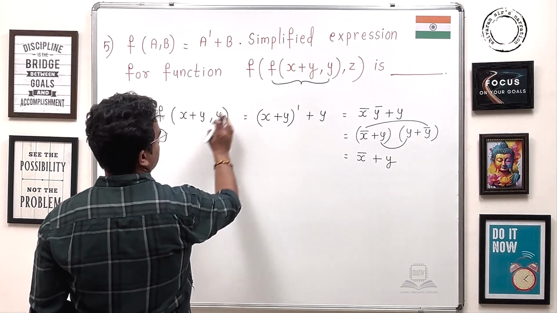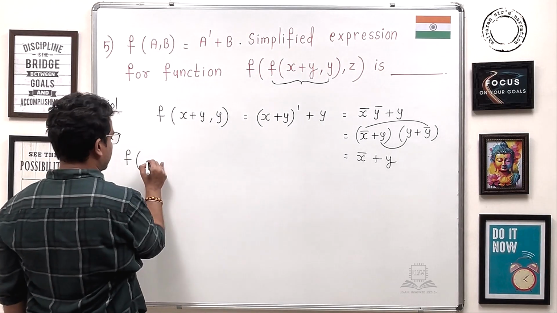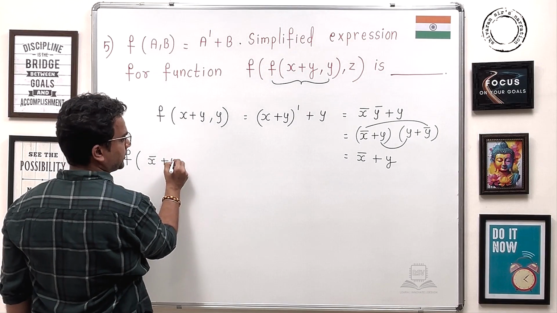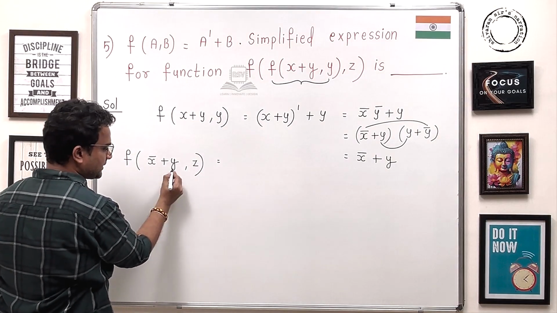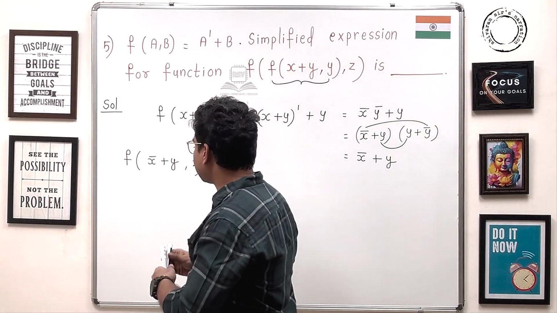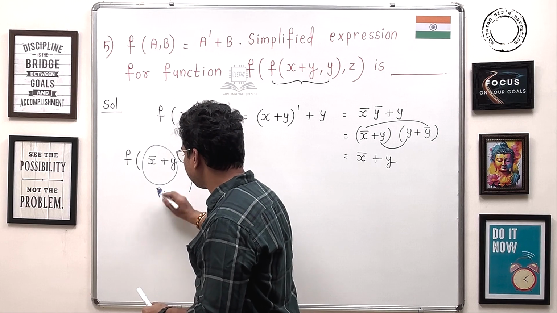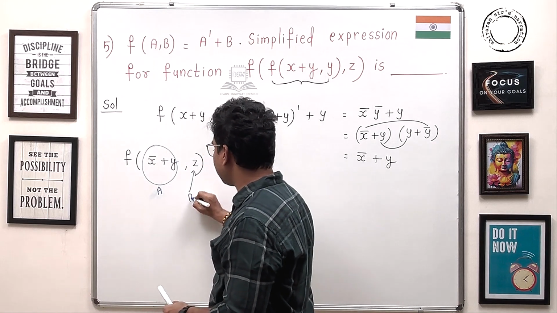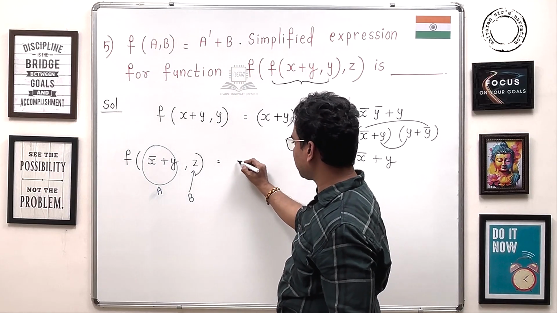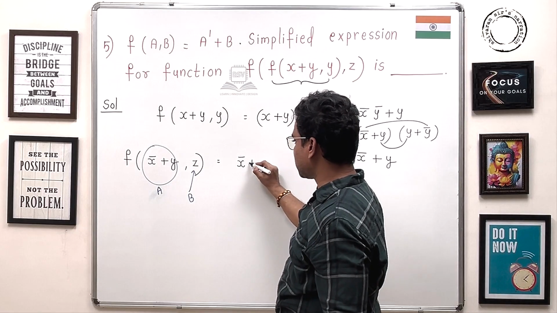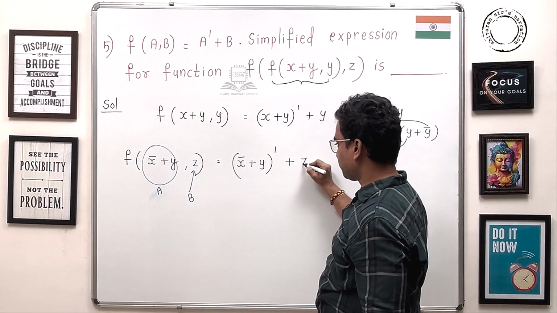Now you substitute in this case, that is f of x bar plus y comma z. Okay, now let's take this as a and this as b. Here, as per this expression, how can you express it? It is like x bar plus y whole bar plus z, isn't it?